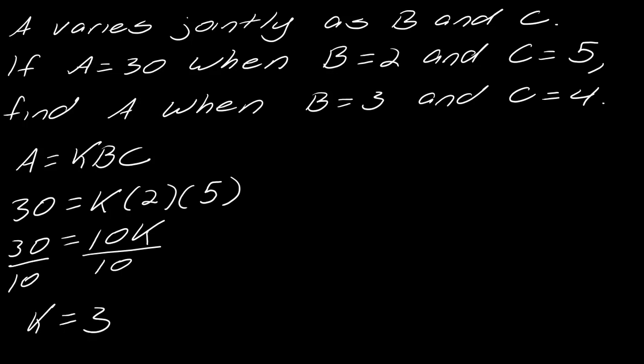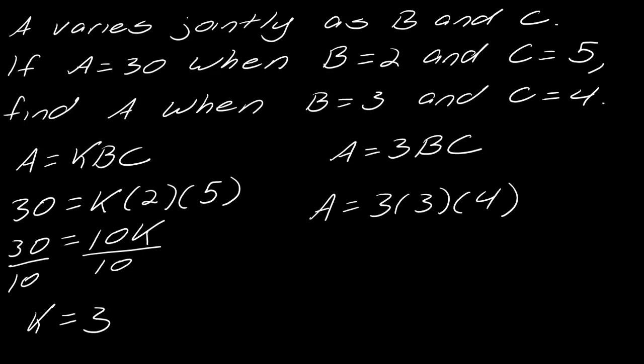Okay, so now I've got my K, so now I have to restate the equation. So this is A equals 3BC. And now it says find A when B equals 3 and C equals 4. So now I take A equals 3 times 3 times 4, and all of that will equal 36.